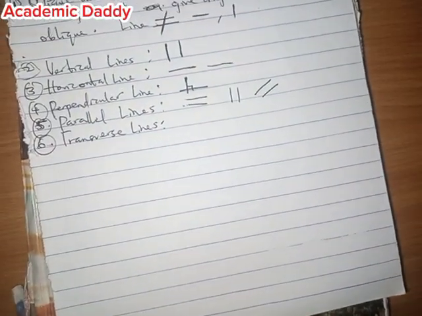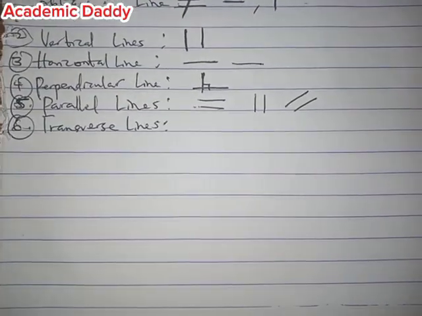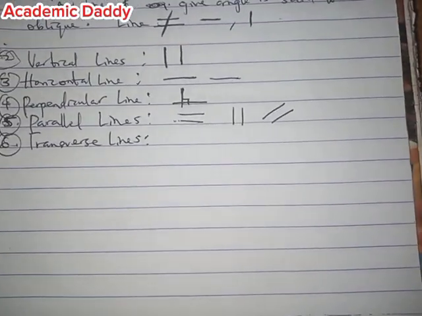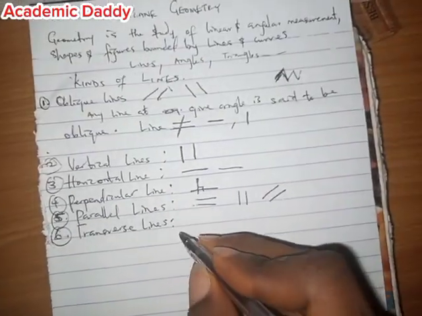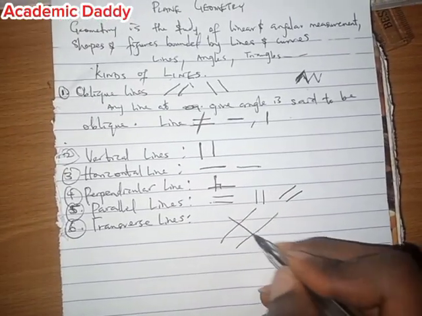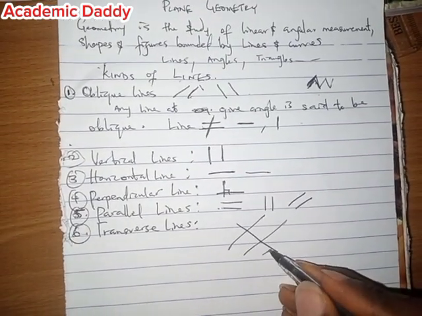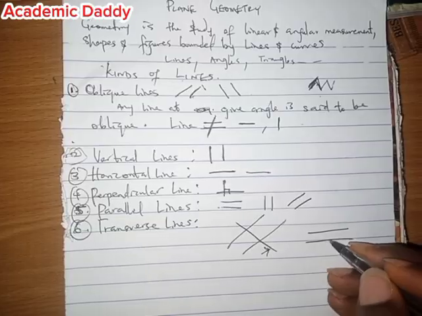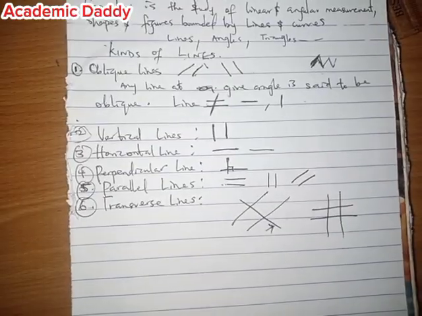So we say that a transverse line is a line that cuts a parallel line, or we say transverse lines are lines that cut through the parallel line or the parallel lines. So if I have a parallel line like this and I have another line cut through it, that's a transverse line. This line here is a transverse line. So if I have maybe something like this, horizontals, and I come and have another one like this, the line cutting a parallel line is a transverse line.